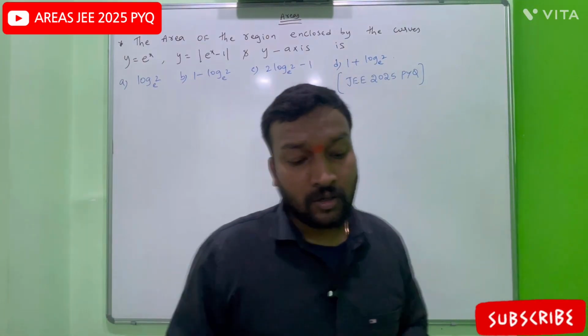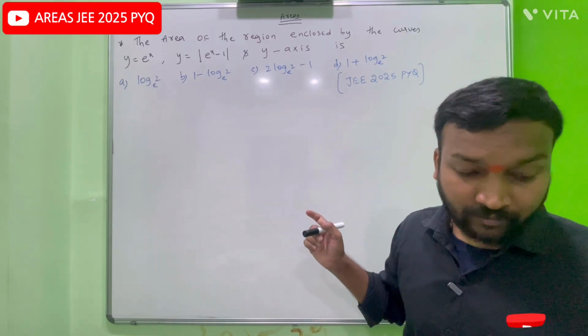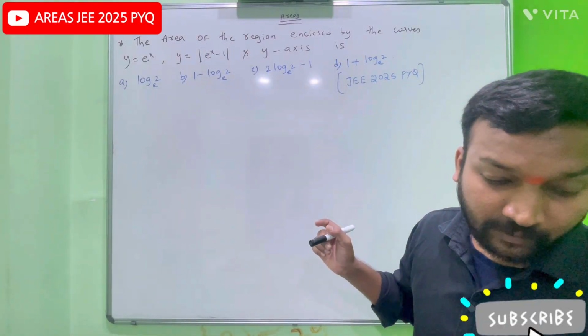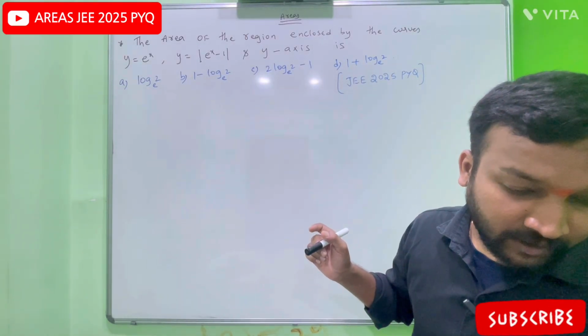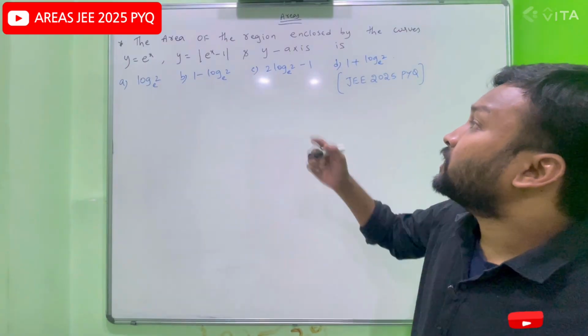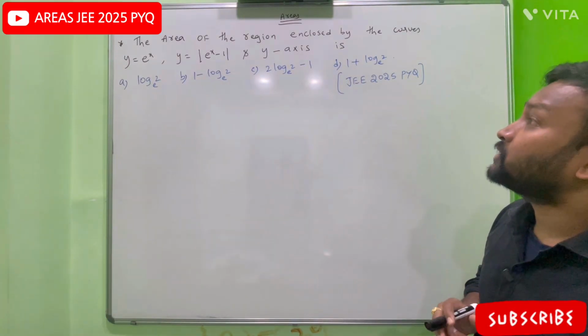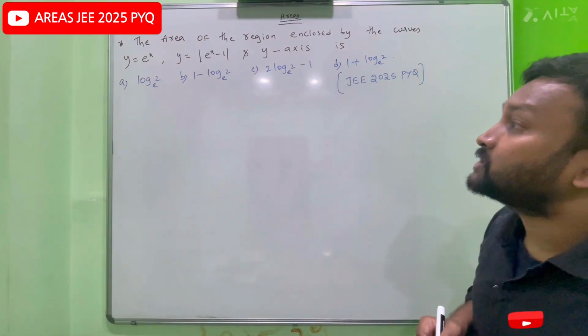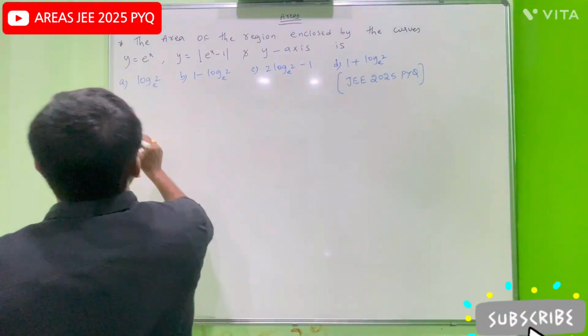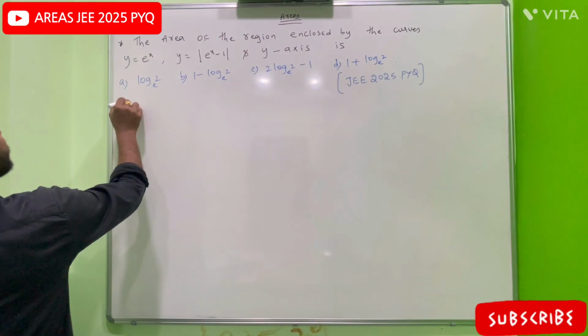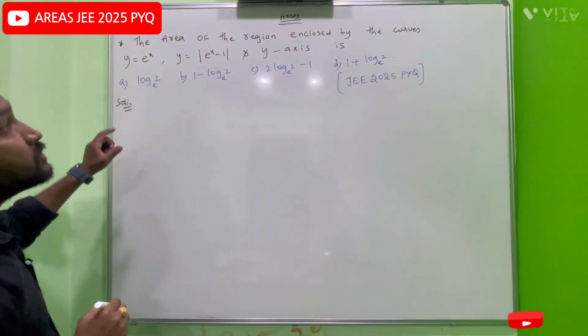Hi everyone. Today I am going to explain this question. From the chapter on area, this is a 2025 PYQ question. What is the question asking? We have to find the area of the region enclosed by the curves.